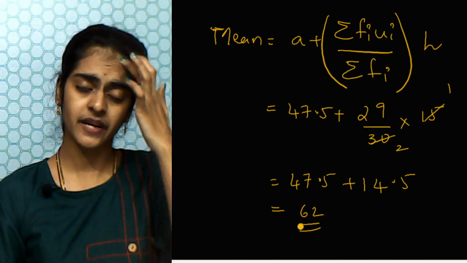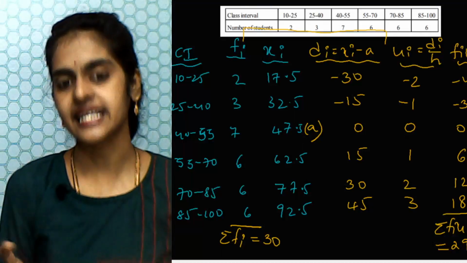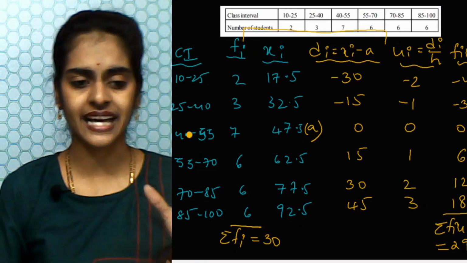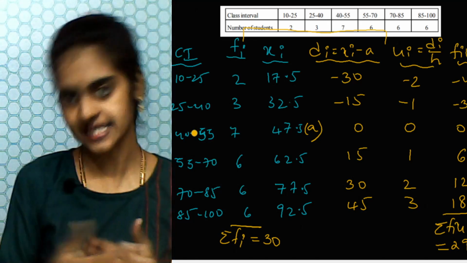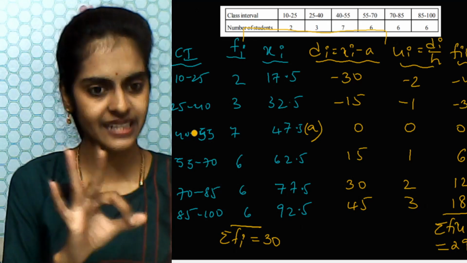So the assumed mean you got the same in all the cases, but here the calculations were easy, the multiplication was easy, isn't it? 2 into 2 is 4. So in this way you got your calculations easier, right? So this is how you calculate the mean using the three methods.